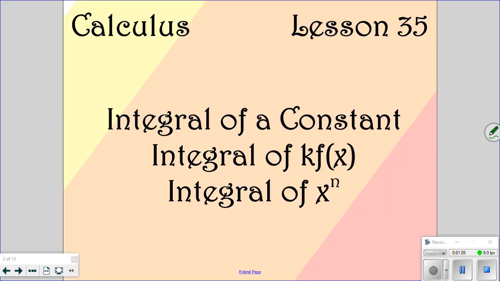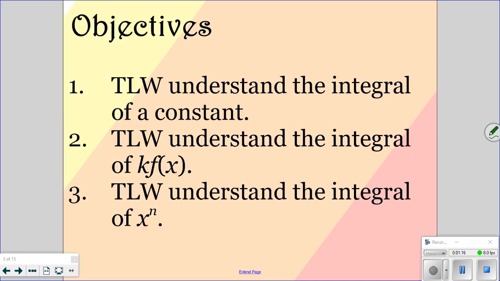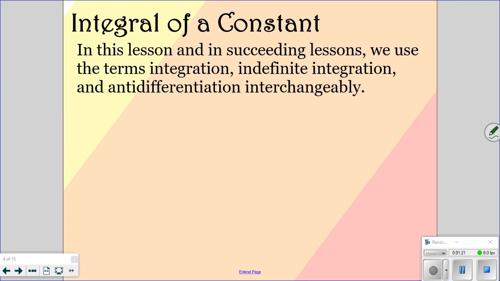We are looking at lesson 35 today, the integral of a constant, the integral of k times f of x, and the integral of x to the n. So hopefully you'll understand a little bit more about integrals when we finish this lesson. In this lesson and in future lessons, we will use the terms integration, indefinite integration, and anti-differentiation interchangeably. Okay, so all of those are asking you to do the same thing.